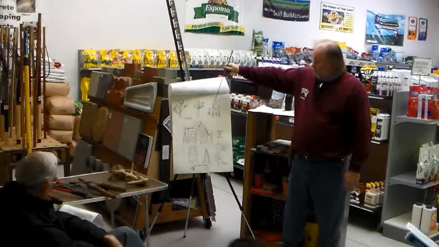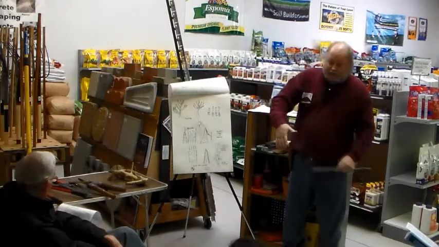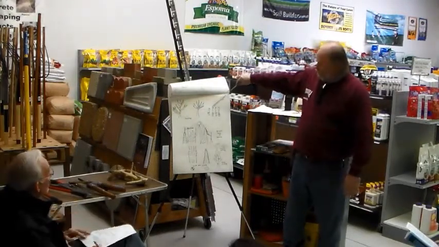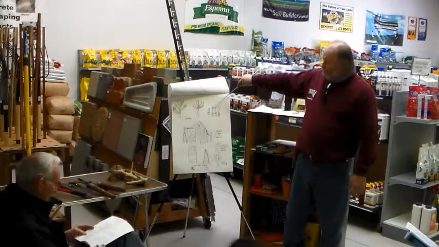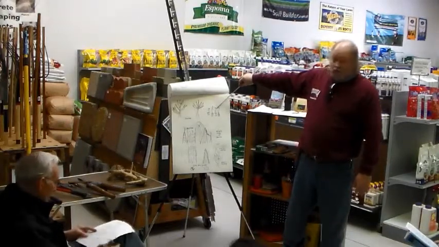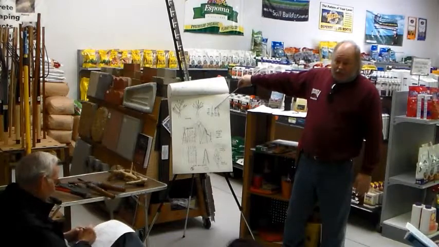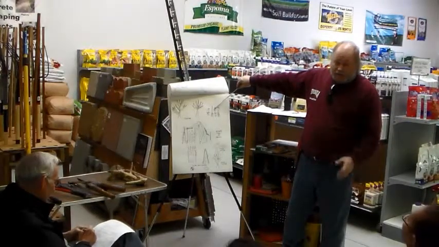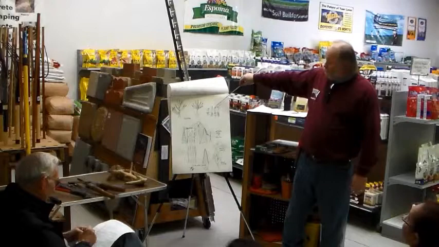Okay, this example, you see how they raised the angle? It's way too much angle, and this part that's sticking up here is gonna die back. Okay, this one here is cut too close to the bud. The bud is probably gonna break off when it starts getting a branch on it. It's gonna be too weak. Not enough support right there.